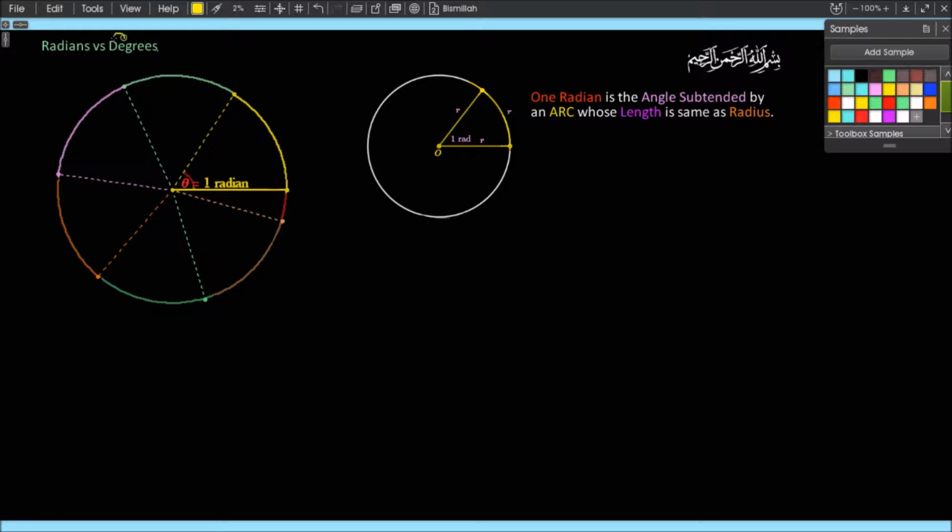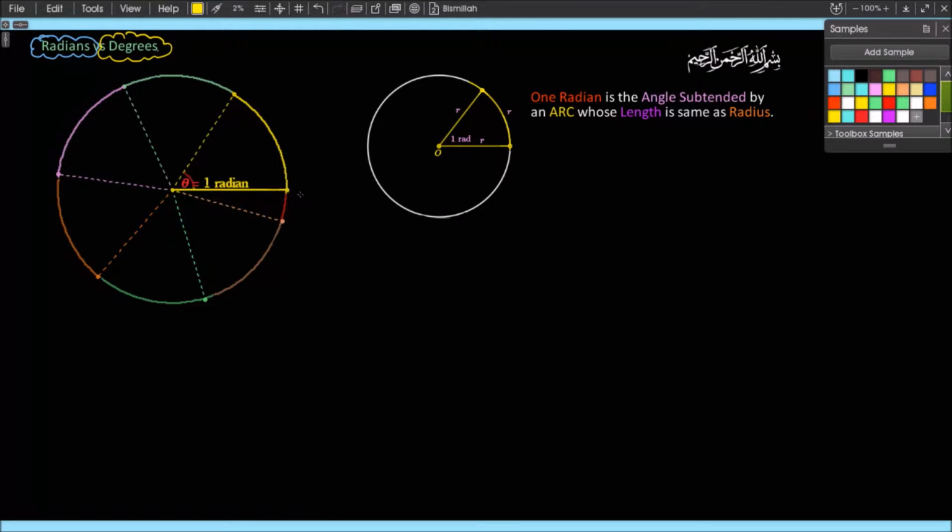Today I'd like to introduce the concept of radians versus degrees. Now we are very familiar with degrees as a measure of angles. So we talk about 30-degree angles, 45-degree angles, 90-degree angles, etc., right? And the circle we know is 360 degrees. Radians is another way of expressing angles.